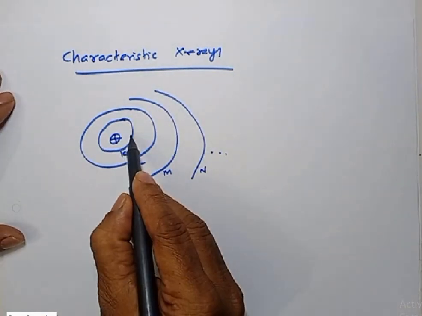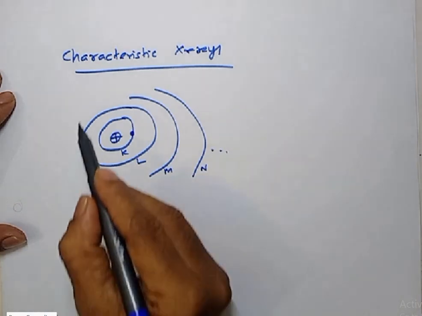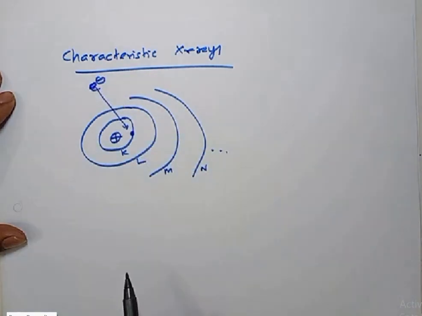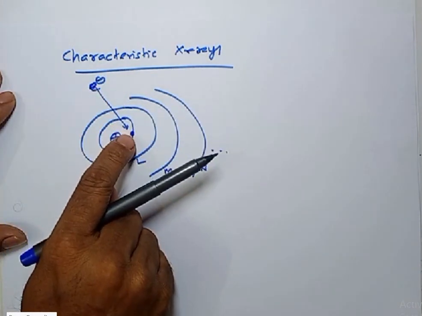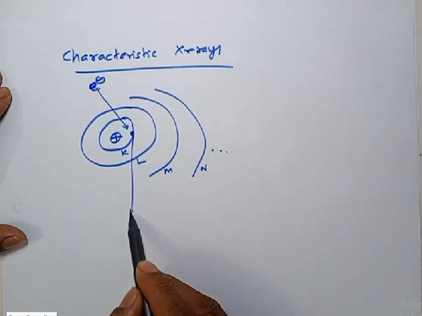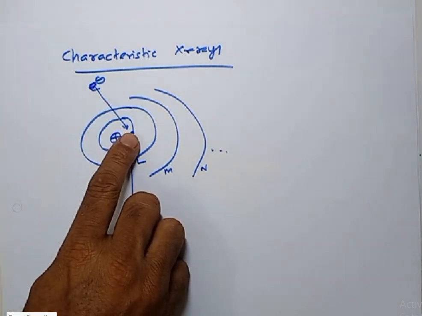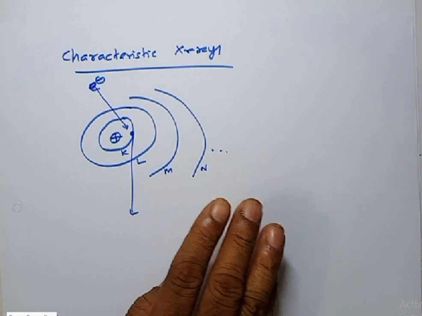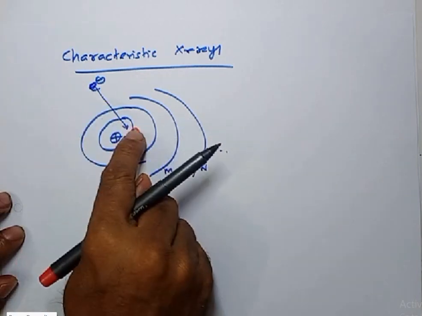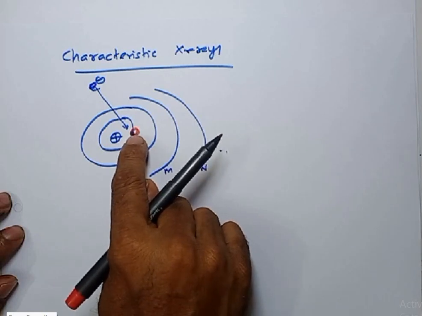Now let us assume that we have an electron in the K shell. With a fast moving electron I am bombarding this atom. This electron bombards the electron present in the K shell. By bombardment, this electron comes out. This electron hitting that electron moves it away from the K shell. Now what will happen? It creates a vacancy in the K shell. The incident electron, after hitting, also goes away. Now we have lost one electron in the K shell.